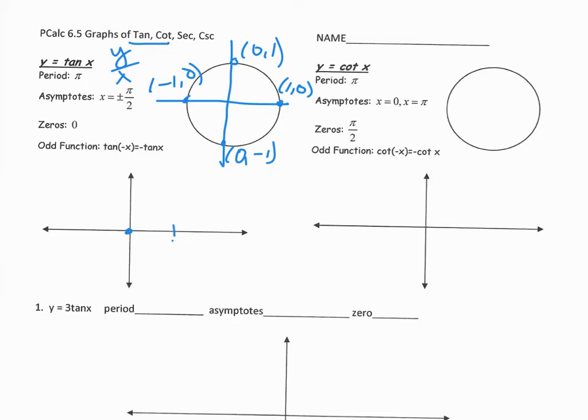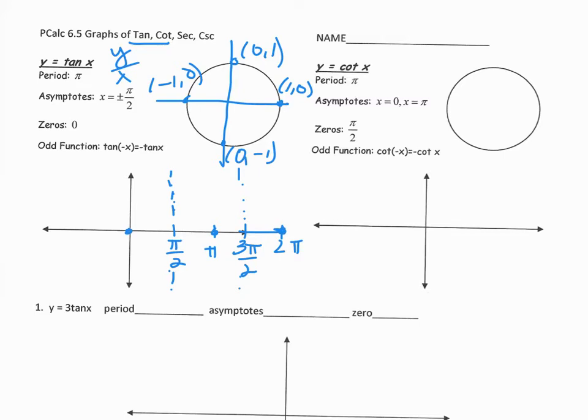Tan of pi over 2: if I go y over x, it would be undefined, so I get an asymptote. Whenever you have undefined on a graph, it means there's an asymptote. Tan of pi, 0 again. Tan of 3 pi over 2, asymptote. Tan of 2 pi, 0 again. So if you look at it that way, you're really not getting a whole lot of the graph.